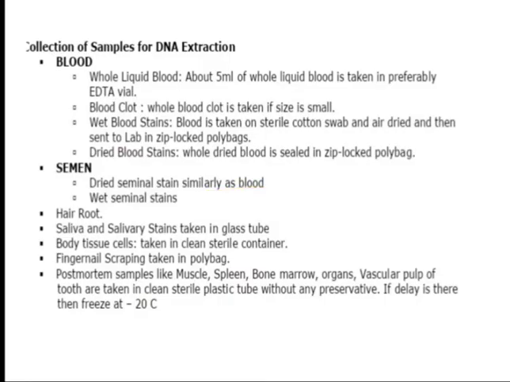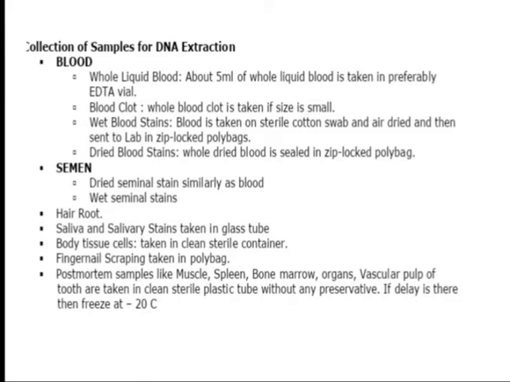Now the first point is our DNA extraction. Here we can take blood. Blood will be in different forms like liquid, clotted blood, blood stains, dried blood stains and so on. For blood in the form of liquid, take initially about 5 ml of the whole liquid blood in an EDTA vial. Then the second type is a blood clot. When blood is in the form of a clot, then take a small piece of the blood.